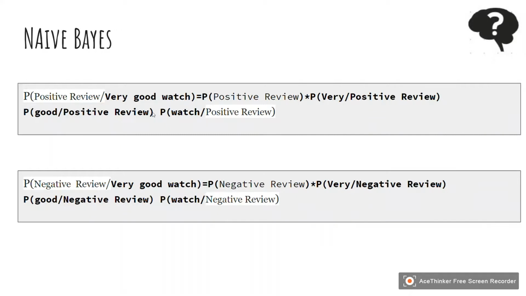Now this is how the equation changes. The probability of positive review given "very good watch" can be written as P of positive review times, instead of the whole sentence, the probability of seeing the word very in the positive reviews, the probability of seeing good in the positive reviews, and the probability of seeing watch in the positive reviews. Same for the negative review. The probability of negative review given "very good watch" can be written as P of negative review times the probability of seeing very in negative reviews, the probability of seeing good in negative reviews, and the probability of seeing watch in the negative reviews. So this is how the equation got changed.